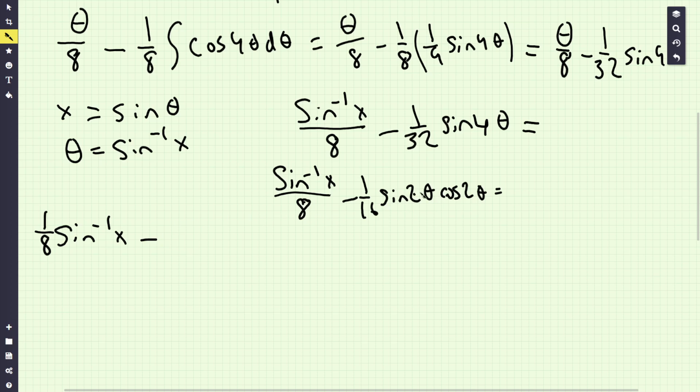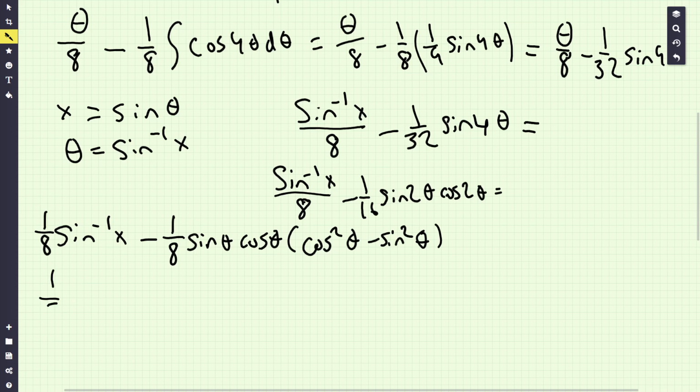Minus, so we can apply this again. We get 1 over 8 sine theta cosine theta. Cosine 2 theta, by the double angle identities, is cosine squared theta minus sine squared theta, so we can put that in here. Alright, so we just have 1 over 8 inverse sine of x, minus 1 over 8.